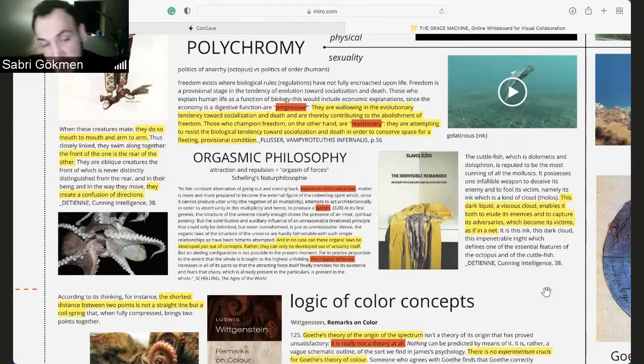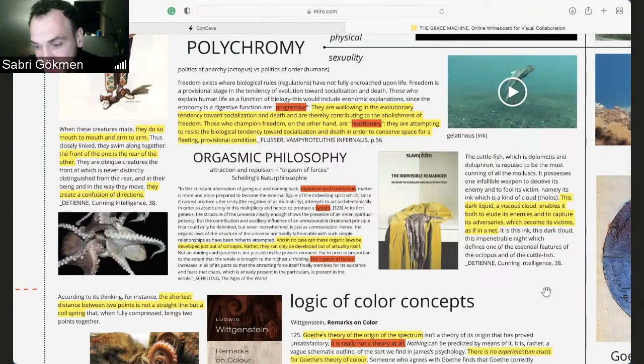But this is actually challenged by its sexual behavior. On the left, we see two octopuses mating, and Detienne in Cunning Intelligence talks about this. Basically, compared to us, they make probably hyper love. That's the way to term it.